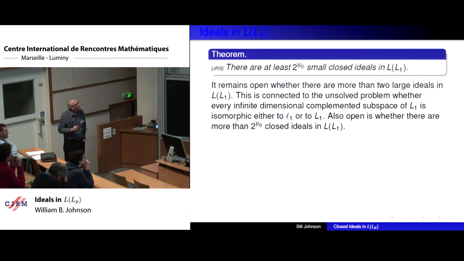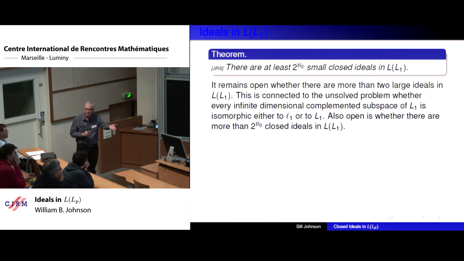And of course, it's connected to this famous problem, whether every infinite dimensional complemented subspace of L1 is isomorphic to either little l1 or capital L1. If you can get another complemented subspace, you look at the ideal of operators that factor through that new complemented subspace, you'll get at least one more.